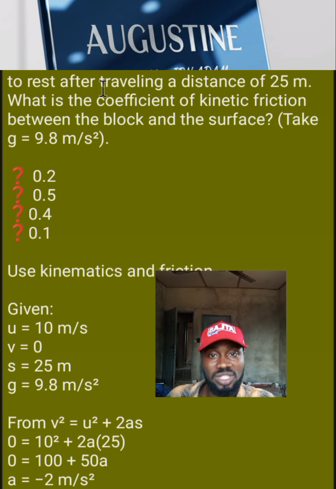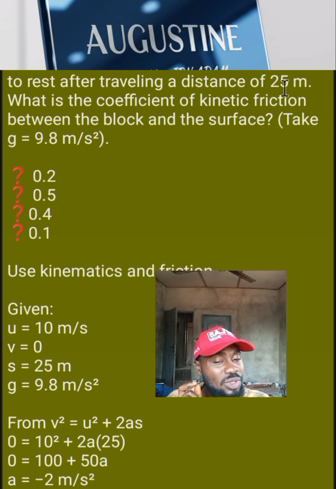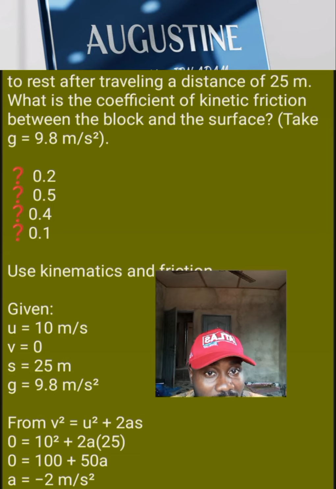That's the final velocity. After covering the distance, they don't tell us it came to rest at some velocity or at some speed. They only tell us it comes to rest. That's the thing, it has already stopped. So now the final velocity is 0. You see 0 here.